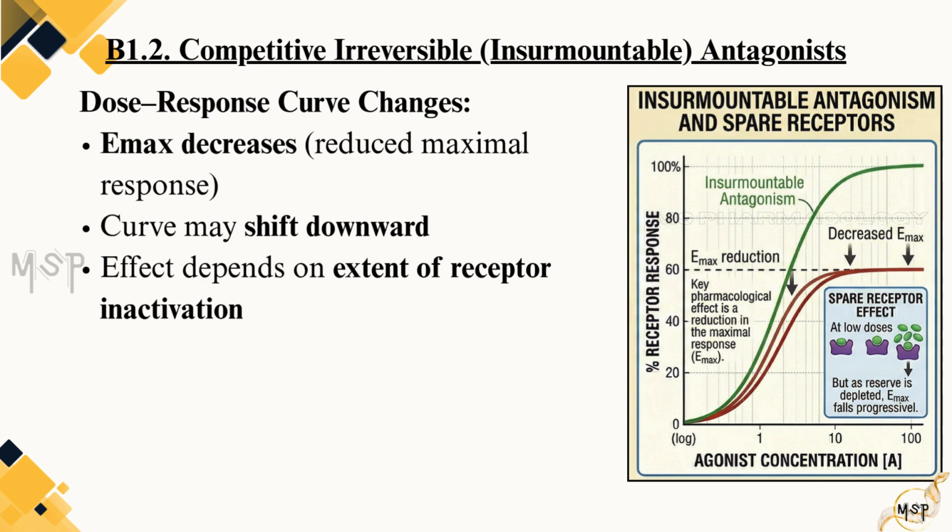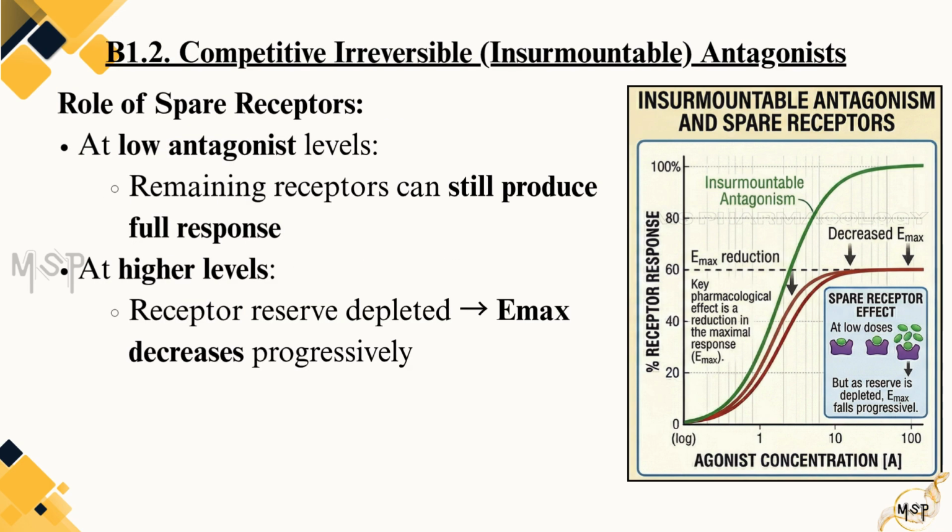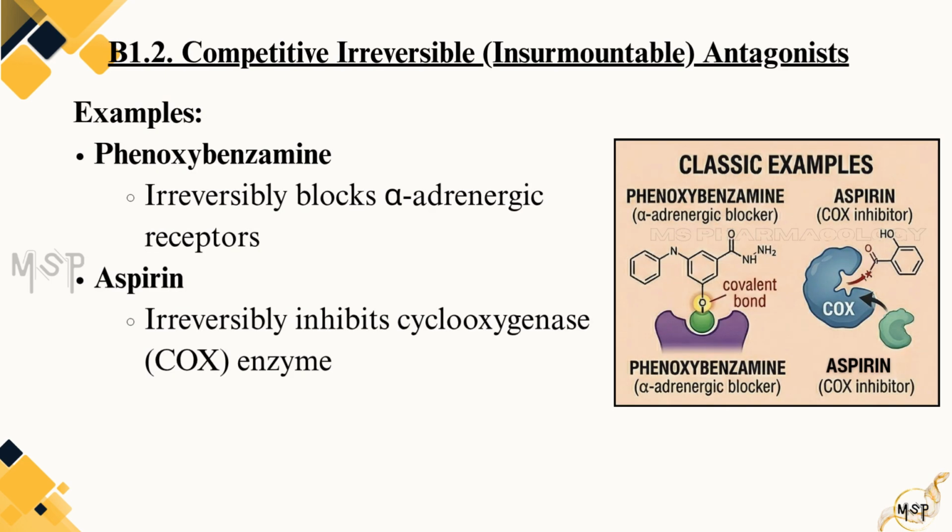The extent of this reduction depends on the presence of spare receptors. At low concentrations of the antagonist, the remaining unblocked receptors may still be sufficient to produce a full response, but as more receptors are irreversibly blocked and the receptor reserve is depleted, the maximal response progressively decreases. Classic examples of competitive irreversible antagonists include phenoxybenzamine, which forms a covalent bond with alpha-adrenergic receptors, and aspirin, which irreversibly inhibits the cyclooxygenase enzyme.